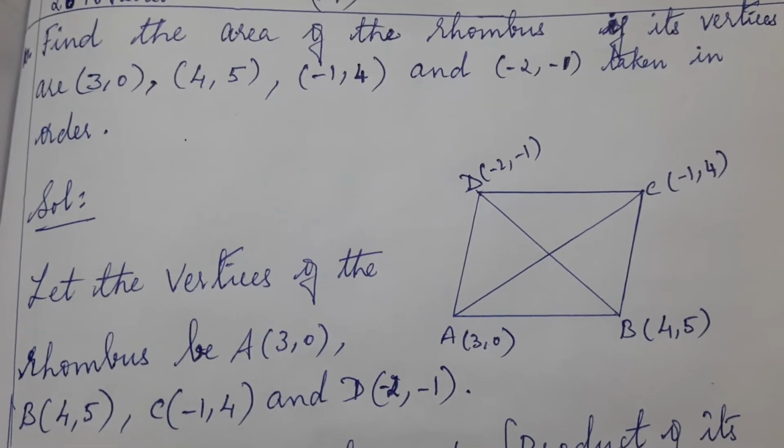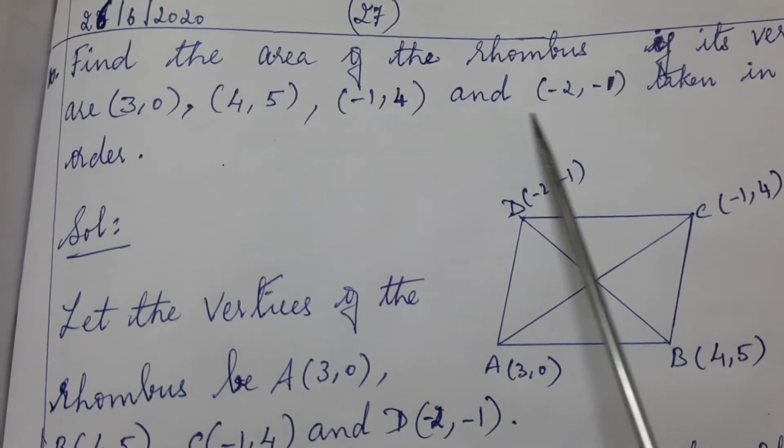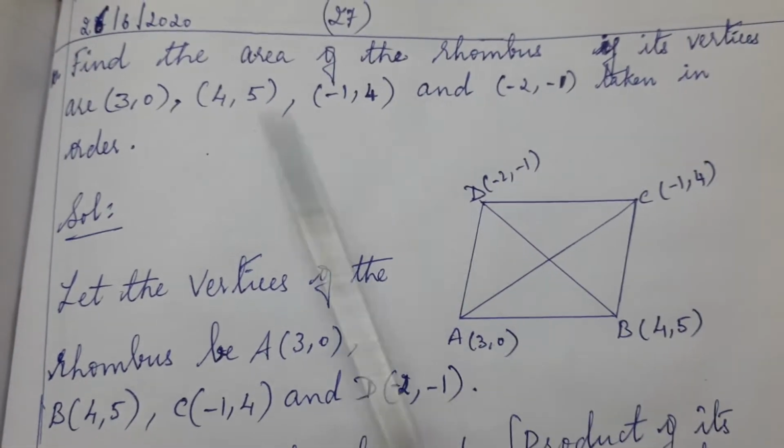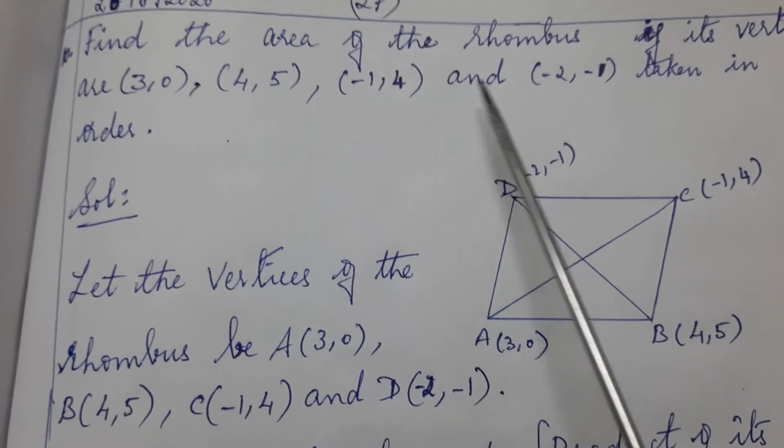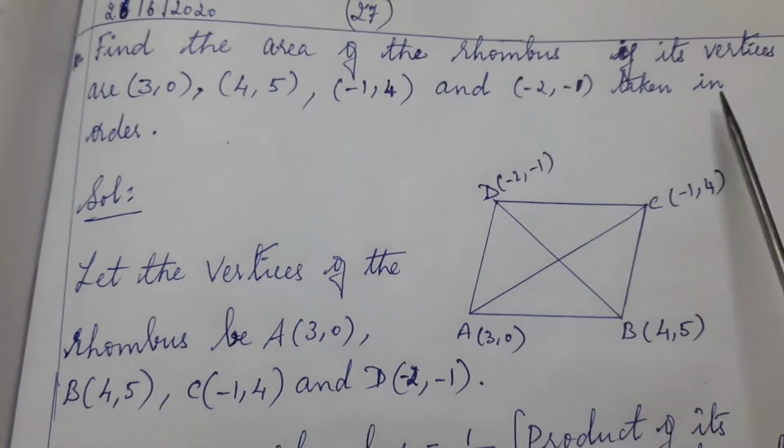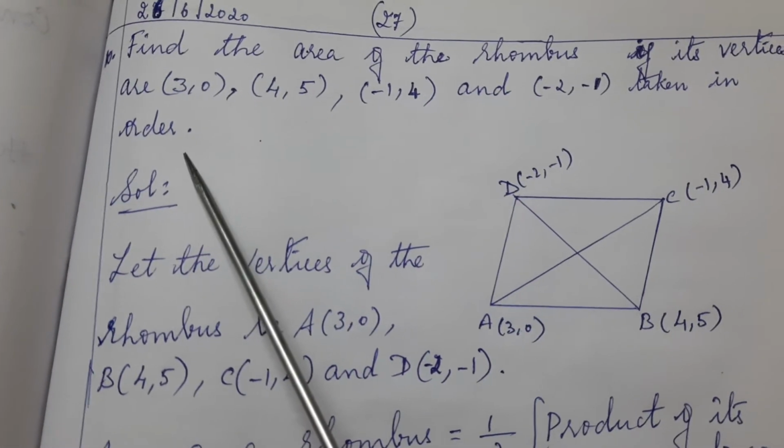Next is the 10th problem. Find the area of a rhombus if its vertices are (3, 0), (4, 5), (-1, 4) and (-2, -1) taken in order. I told you what is meant by taken in order.